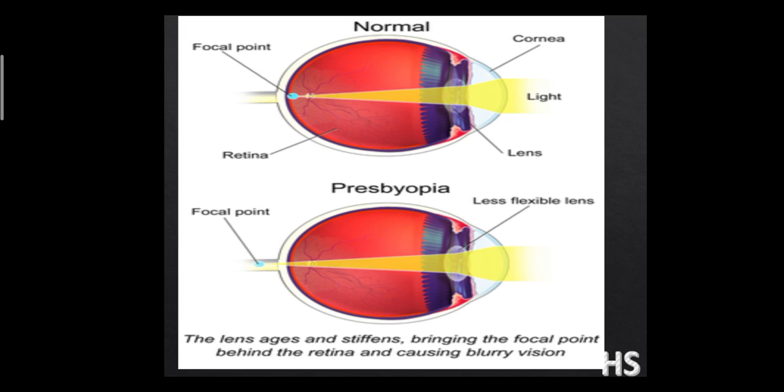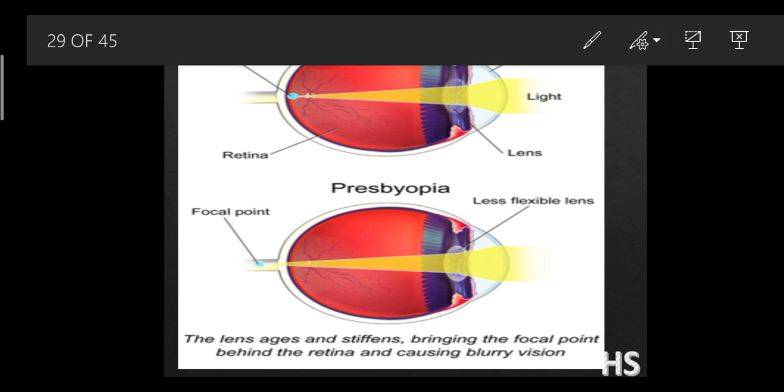Presbyopia. See here, in the case of the normal person, the image is formed on the retina, but in the case of presbyopia, the image is formed behind the retina here. So what are we going to use? We are going to use convex lens. Why convex? Because it helps to converge the image.